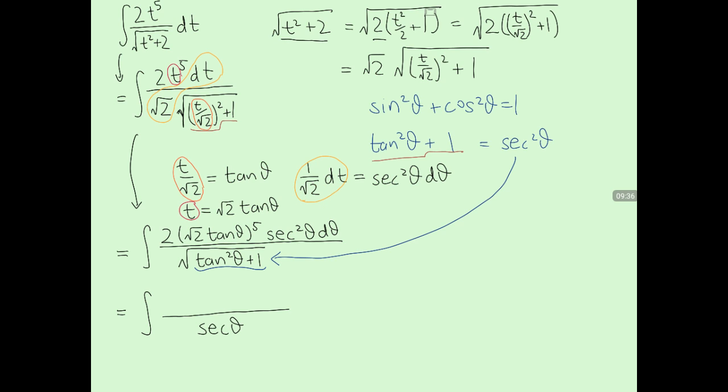On the numerator, let's take everything in this bracket to the power of 5. So we have 2 times the square root of 2 to the power of 5, multiplied by tan theta to the power of 5, multiplied by secant squared theta d theta.